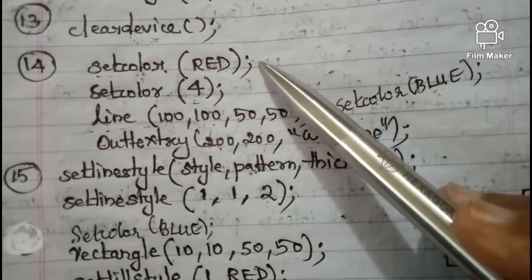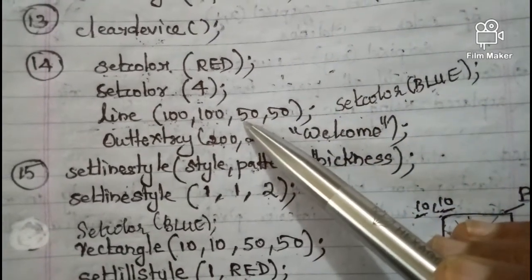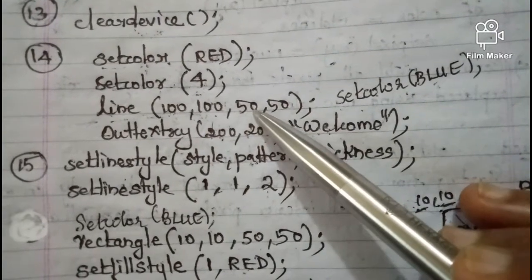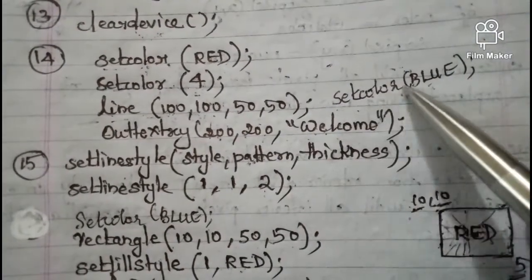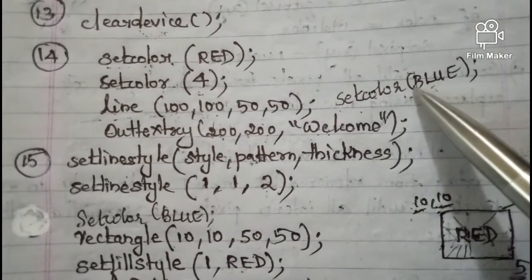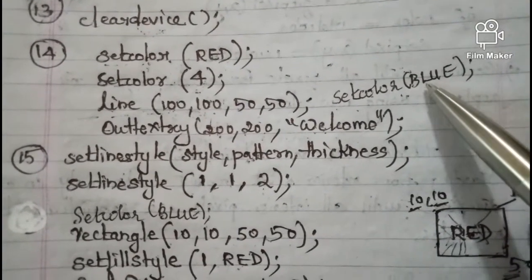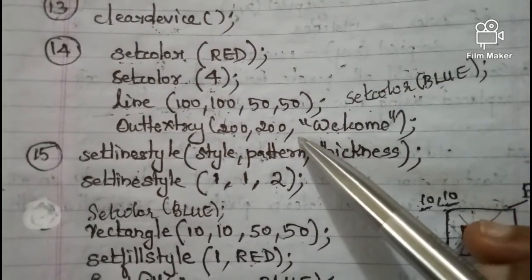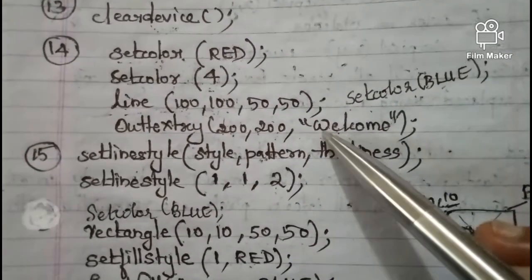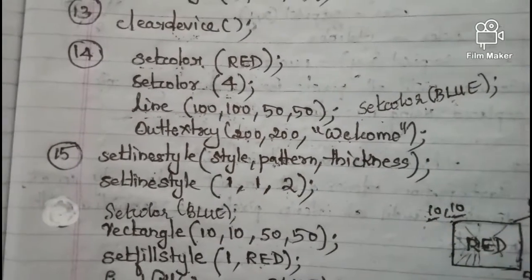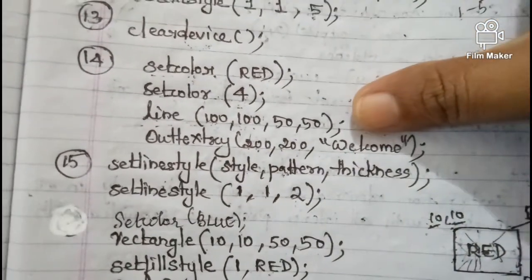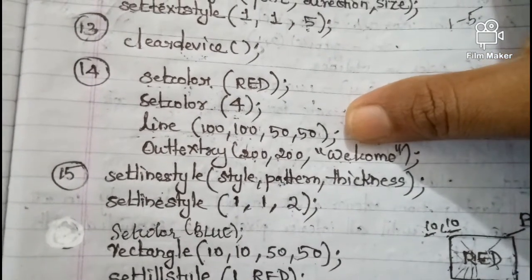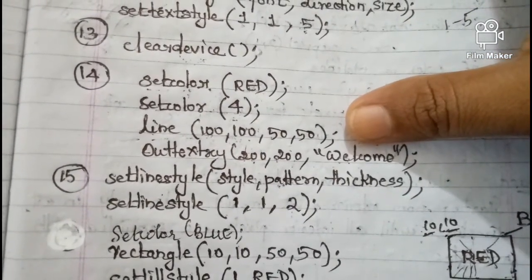Since the set color is red and then you have given the line function, the line will be drawn using red color. Now, just after the line function, you are giving a set color function again, and you are asking the system to change the color from red to blue. After that, you are giving a message. Now the message will be displayed in blue color. If this function is not specified by you, then the line function and the message, everything will be displayed in red color.